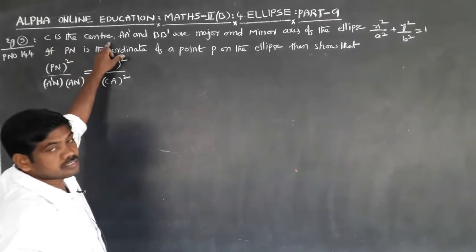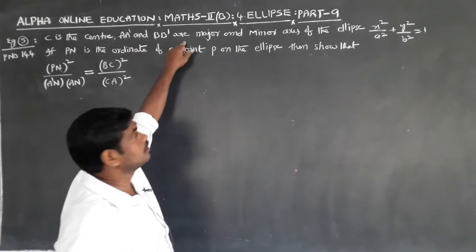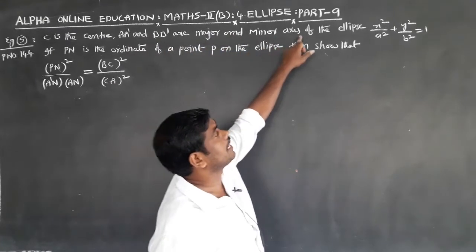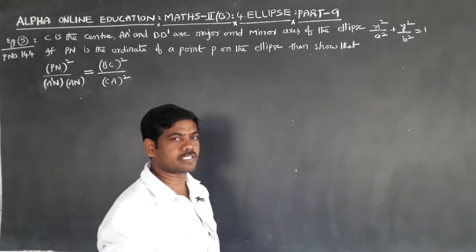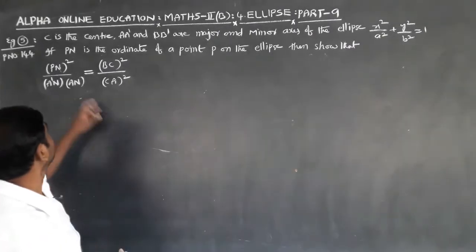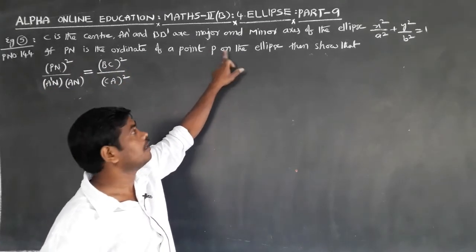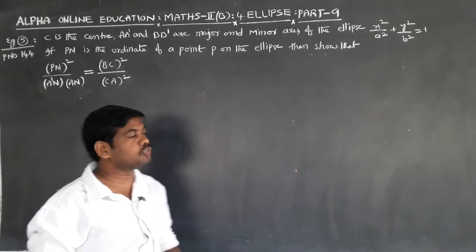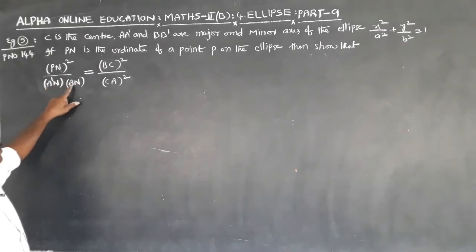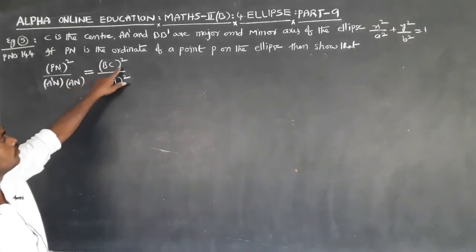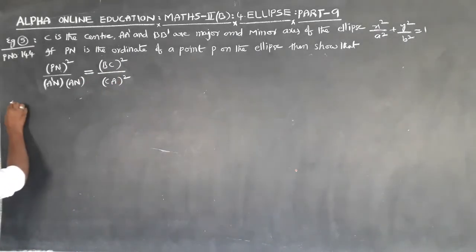C is the center, A'A and B'B are the major and minor axes of the ellipse x²/a² + y²/b² = 1. If PN is the ordinate of a point P on the ellipse, then show that PN²/(A'N · AN) = BC²/CA².